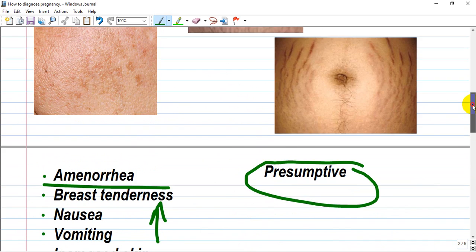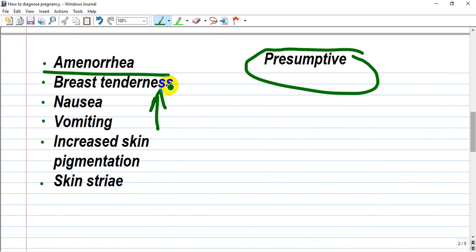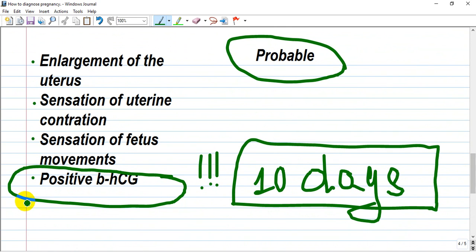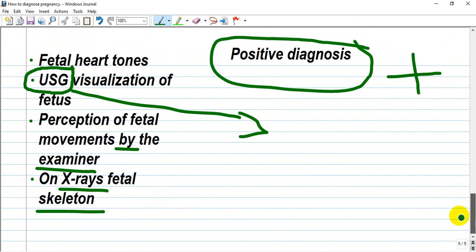So once again, we can do a clinical assessment and manifestations. We can do some laboratory tests, that is beta-HCG done mostly, and confirmation with ultrasonography.